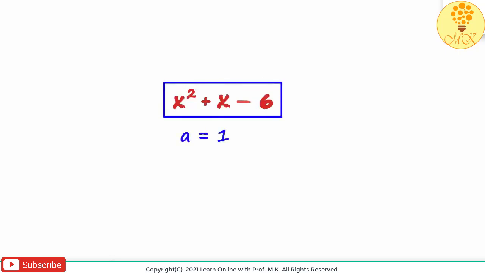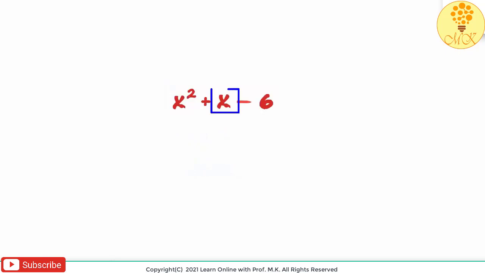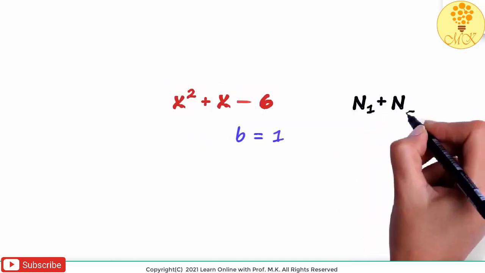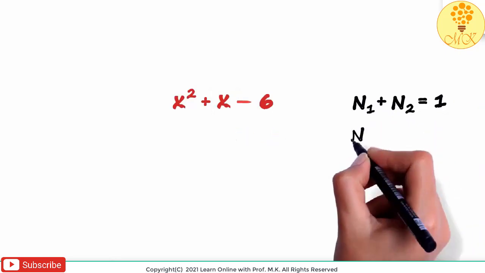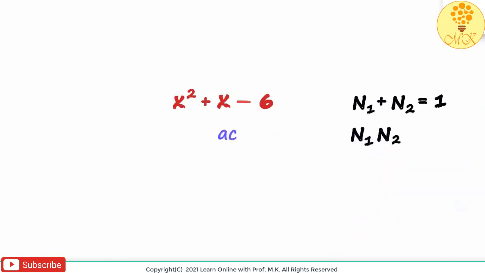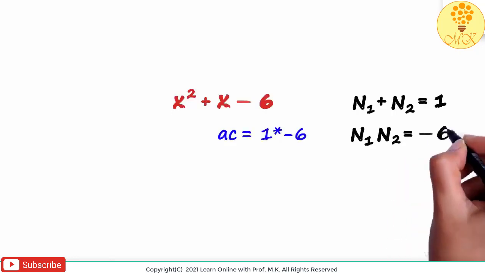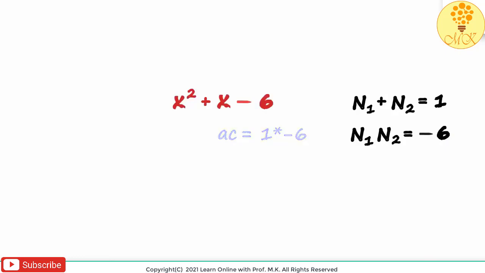Here a is 1, b also is 1 and c the constant is minus 6. We have to split the coefficient of the middle term, which is 1. The sum of the two numbers is b, which equals 1. And the product of the two numbers would be the product of a and c. 1 multiplied by minus 6 is minus 6.